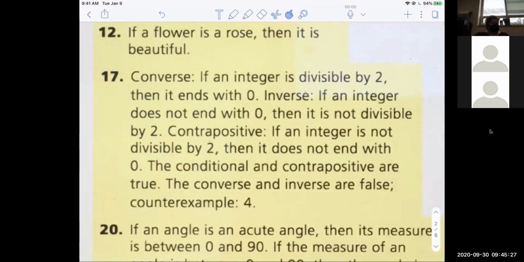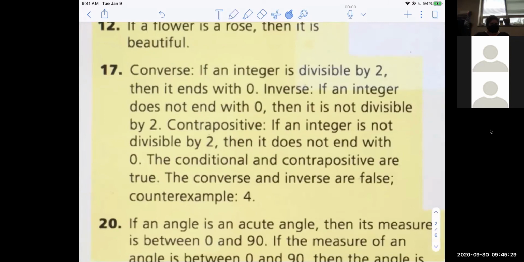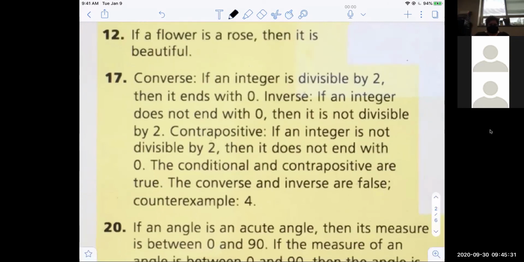I'm going to read you number 17 because I know that it's kind of hard to be checking back and forth. The converse is if an integer is divisible by 2, then it ends with 0. The inverse is if an integer does not end with 0, then it is not divisible by 2. The contrapositive is if an integer is not divisible by 2, then it does not end with 0. And then lastly, it asks you which statements are true, which ones are false.